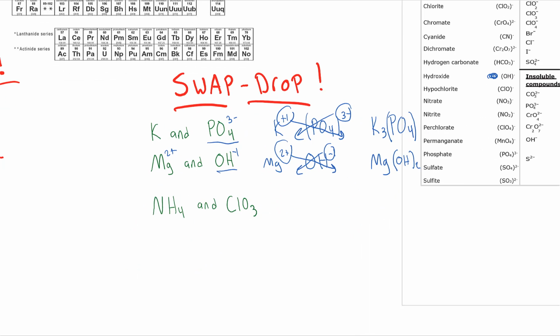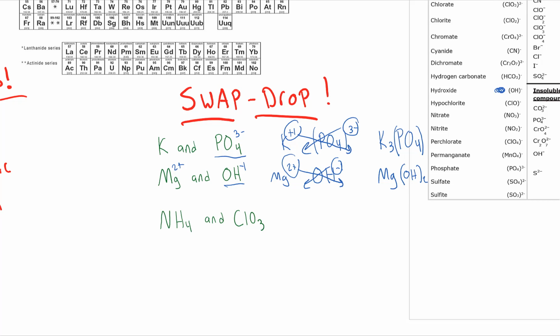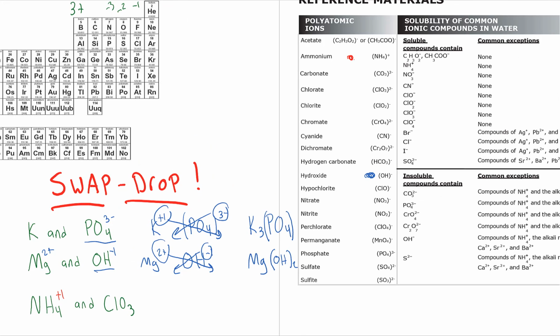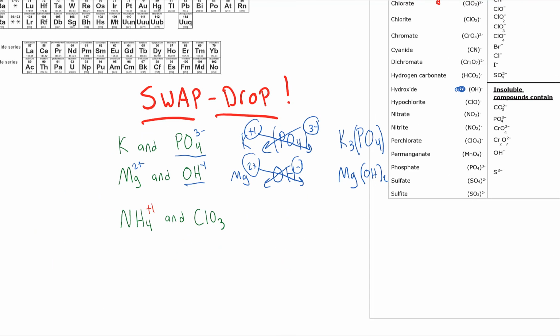Finally, if you have more than one polyatomic ion, it's not more difficult. I have NH4, which is plus 1. And then I have ClO3. So maybe I should have looked it up here. NH4 is right here. It's ammonium. It's plus 1. ClO3 is right here. It's called chlorate, and it is minus 2.